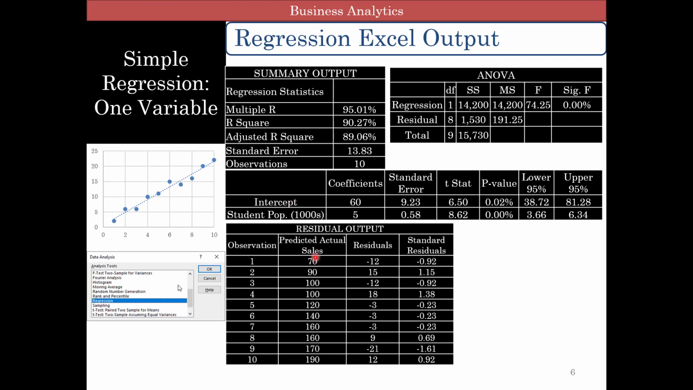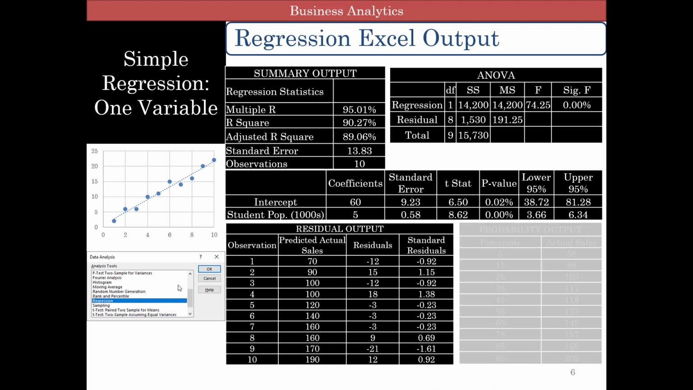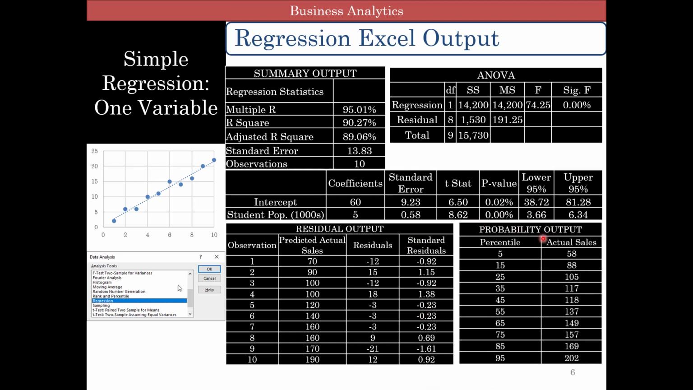And your residual output, here is the predicted value. So these are the values on the line. Here are the residuals, and now we are standardizing those residuals. And here is the probability output, at 5 percentile, at 15 percentile. I'm going to go over each of these outputs and talk a little bit more about them. So for your actual sales, the 5th percentile is about 58 and so on.